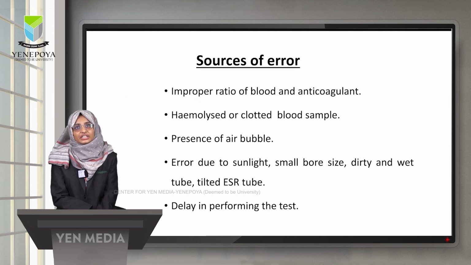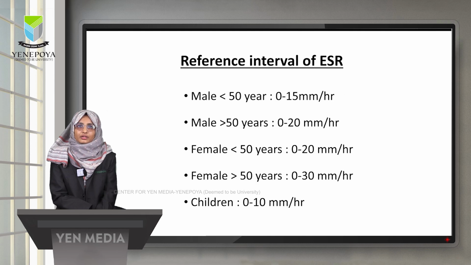Next are sources of error in ESR analysis: improper ratio of blood and anticoagulant, hemolyzed or clotted blood sample, presence of air bubbles in the tube, error due to sunlight, small bore size of the tube, dirty or wet tube, or tilted ESR tube. Also, delay in performing the test.